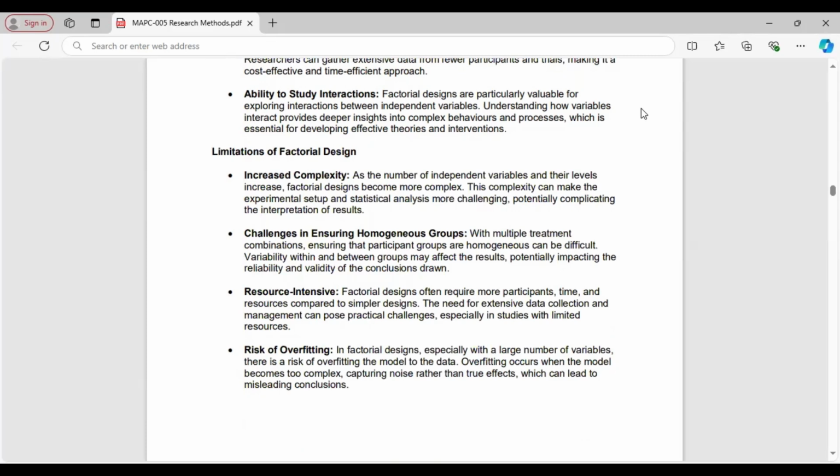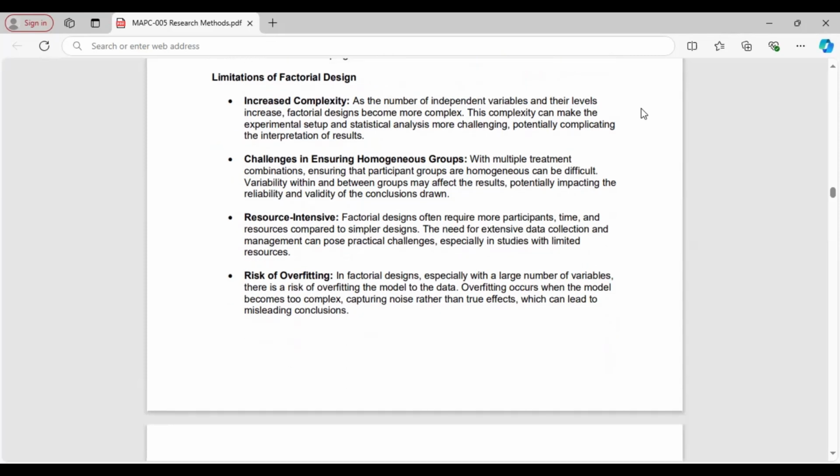Increased complexity. More independent variables lead to complex setups and analysis, thus complicating result interpretations. Challenges in ensuring homogeneous groups. Ensuring participant group homogeneity is challenging, which may affect result reliability and validity. Resource intensive. Factorial designs often require more participants and resources, posing practical challenges during research. Risk of overfitting. Complexity of the design increases the risk of overfitting, potentially leading to misleading conclusions.